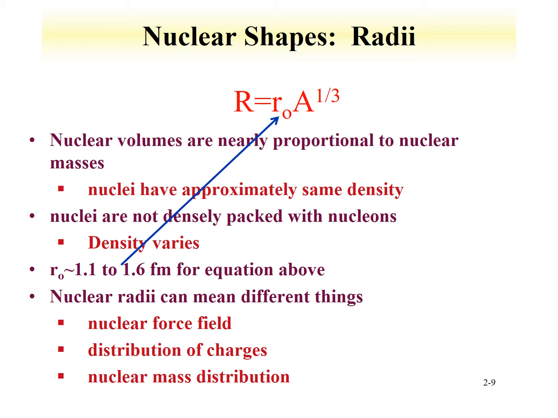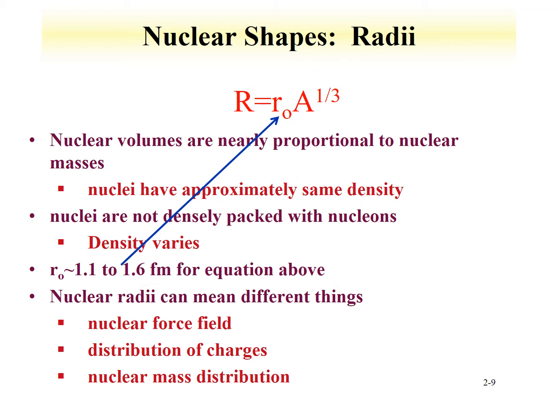What it actually turns out is that nuclei are not densely packed with nucleons, that packing varies, so the density is going to vary. So we have an equation that talks about the radii, and it's pretty simple. There's a constant times A to the 1/3. So as I add more neutrons and protons, the radii is going to increase. But what it increases by, this term R naught, can vary from 1.1 to 1.6 femtometers for the equation above.